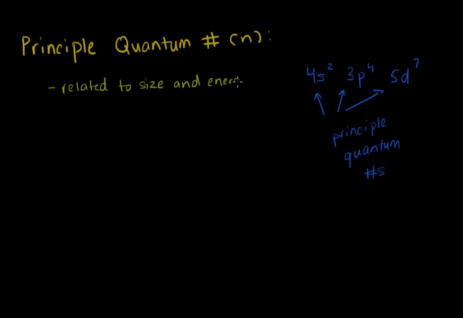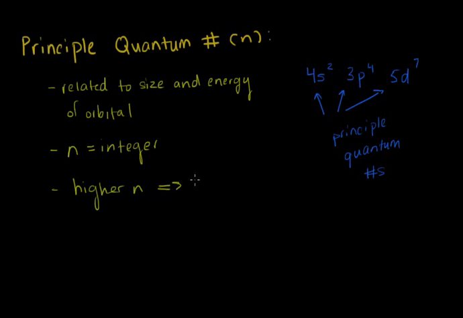As the quantum number gets higher, electrons within that orbital are going to have more energy and are going to be farther away from the nucleus than orbitals of lower quantum numbers. N is how we define the principal quantum number. It's the abbreviation. And N is always going to be some integer. As I just said, a higher N means higher energy, and farther from the nucleus.